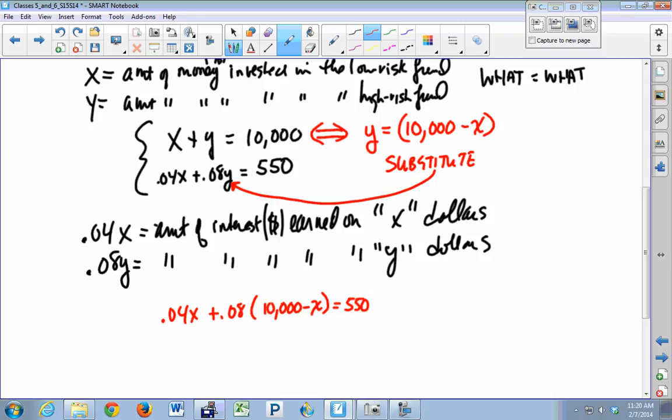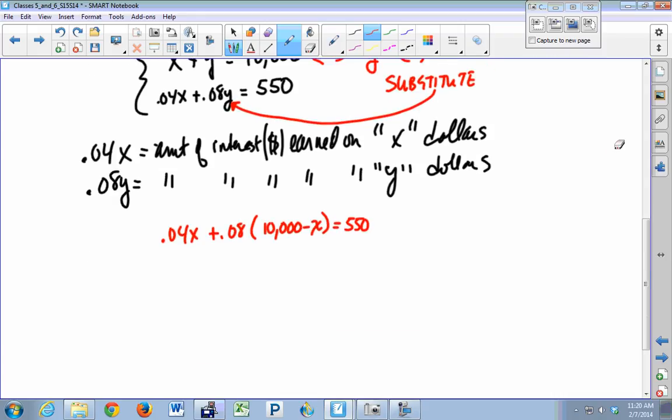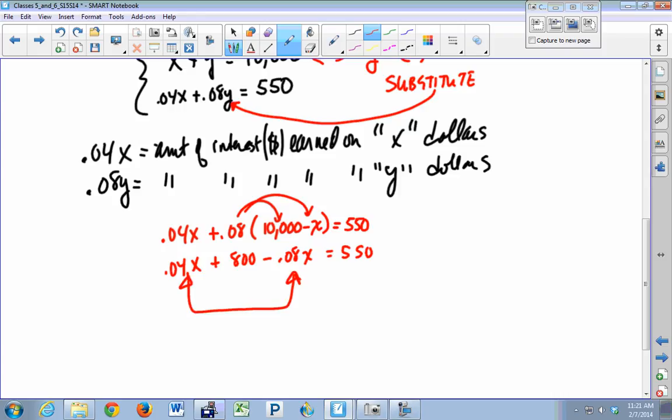Okay. So now you have that second equation all in terms of x. You could change it so you have no decimals, but since most of you are working with calculators now, the decimals don't bother you. So you just use your distributive property and you get 0.08 times 10,000 is 800. 0.08 times minus x is minus 0.08x. You combine these two like terms and you get negative 0.04x plus 800 equals 550.